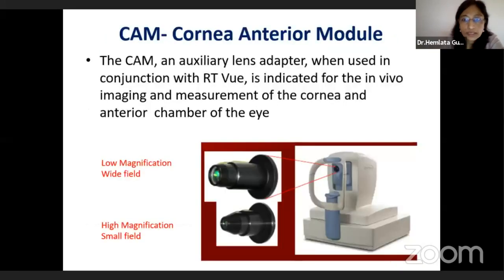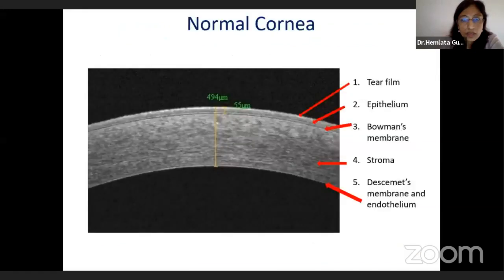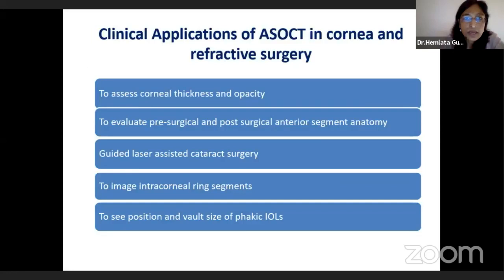Now, if we are using retinal scanners to image the anterior segment, you need to use adapter lenses that come as a separate attachment from the company. Then you can visualize different areas like the anterior chamber angle or cornea, depending on which lens you're using. You can visualize beautifully all the layers of the cornea, starting from the tear film to Descemet membrane and endothelium.